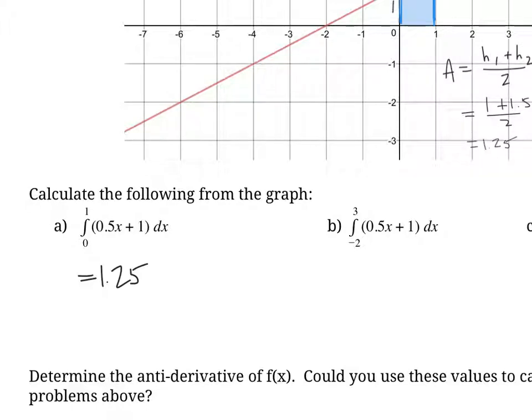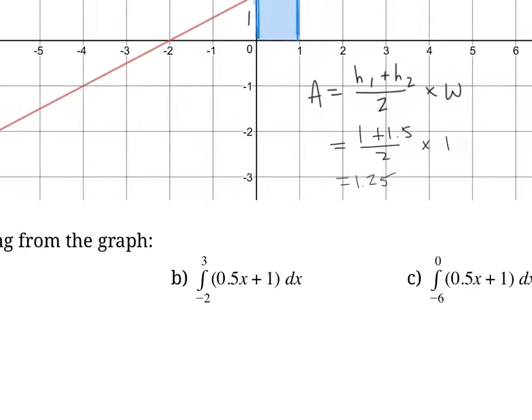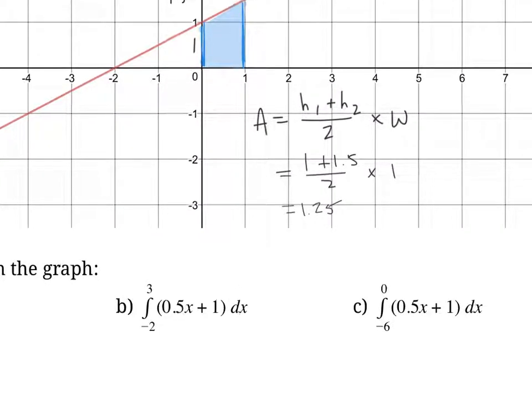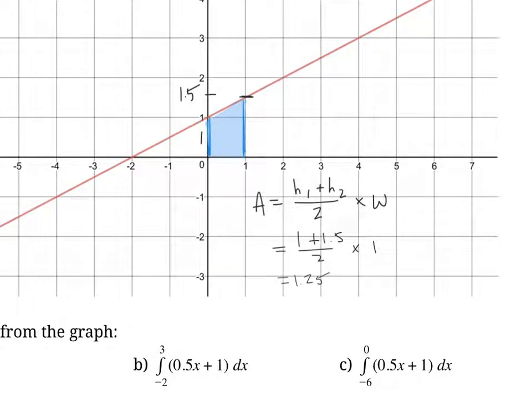Okay, so now we're asked to find the integral, for part B, between -2 and 3. Well, -2 is right here, right? It's on the axis, and 3. So what shape does this one form? It forms a triangle. So let me just highlight that. That whole area there. It's just the area of a triangle, and we know how to find the area of a triangle. It's just going to be base times height divided by 2.